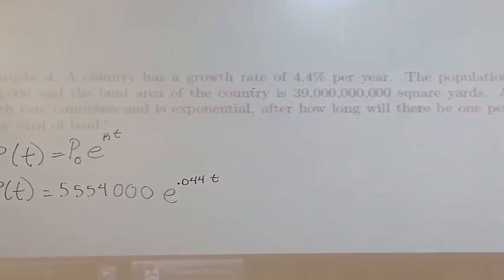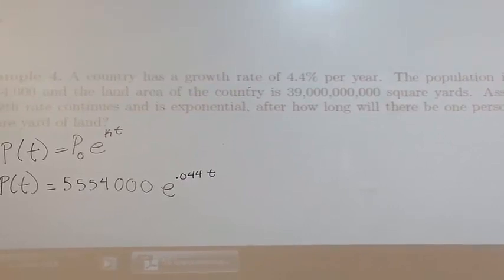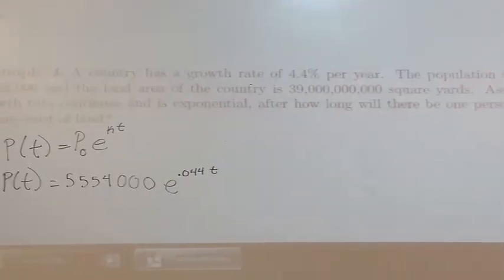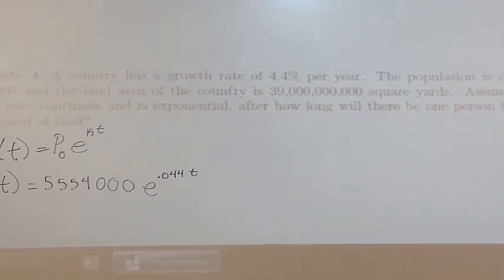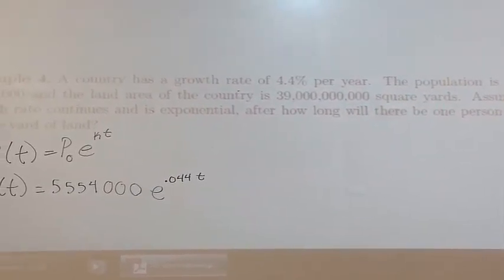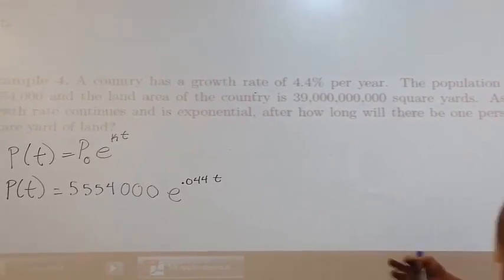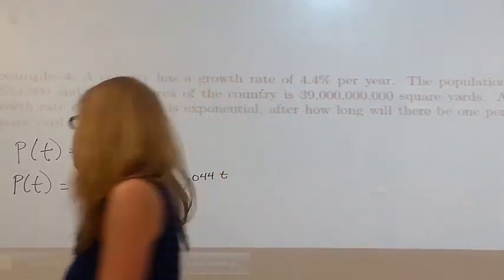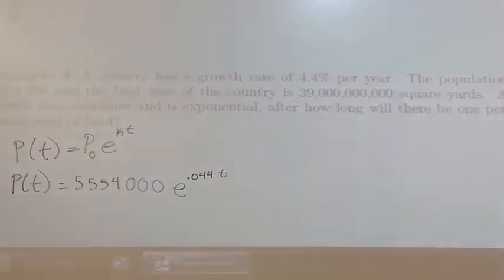So if I want one person for every square yard of land, how many people is that? You can give me an exact number. How many square yards of land is there? 39 billion. And I want one person for each of those. So how many people is that? 39 billion. So I want my population to be 39 billion exactly. So I want this to equal 39 billion.